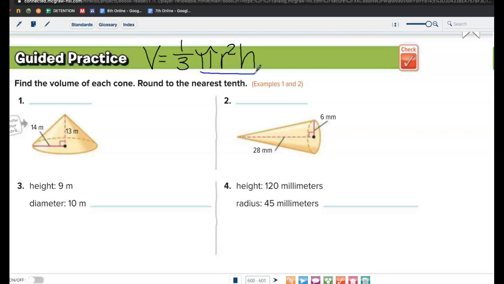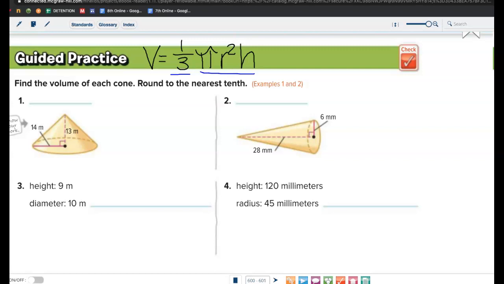Well, a cone, you don't have the same dimensions going up the entire time because it comes to a point like that. So we have to take it times 1/3. So let's see what an example would look like. So on number 1, I am on page 600. This is your assignment, so as long as you are copying down everything that I do, you're getting your assignment done right now.